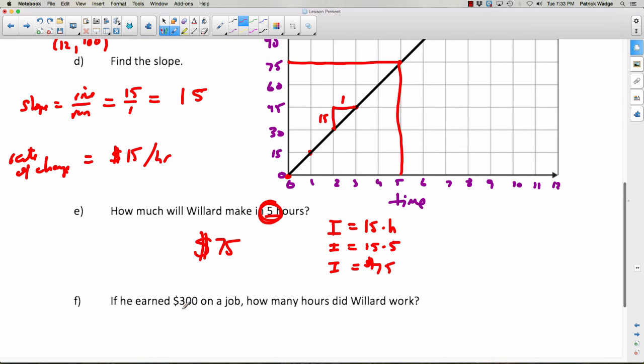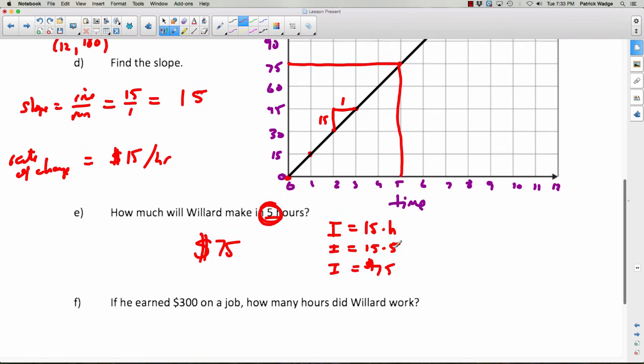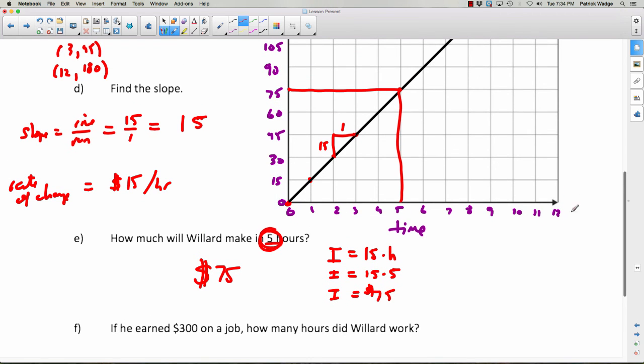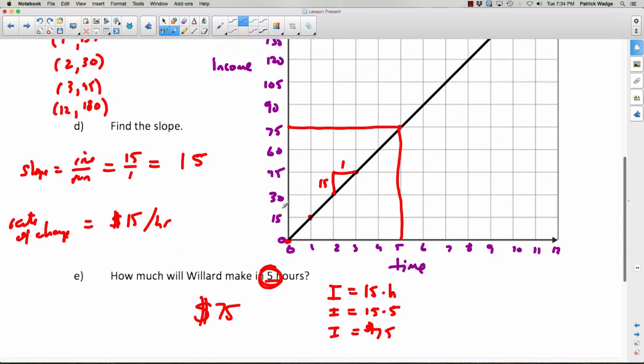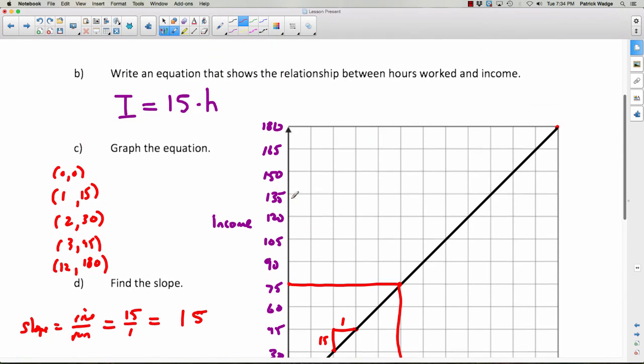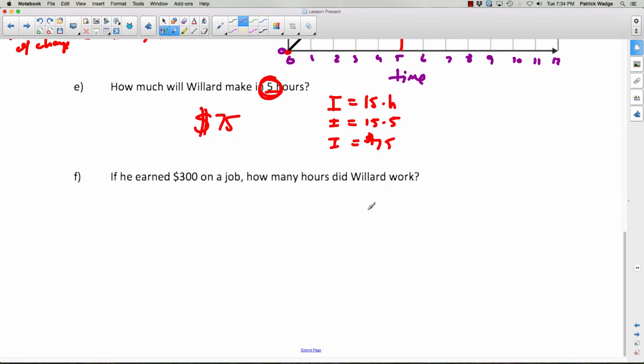Okay, last question. If he earned $300 on a job, how many hours did Willard work? $300, not 300 hours, $300. So we have to go up the left-hand side here until we hit 300. Oh, it didn't work out. So what do we do? How are we going to find the answer? Well, you could extend the graph and everything, but that sounds like a lot of work. Why don't we use the formula again?